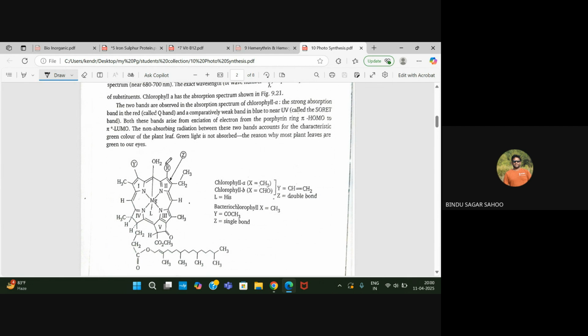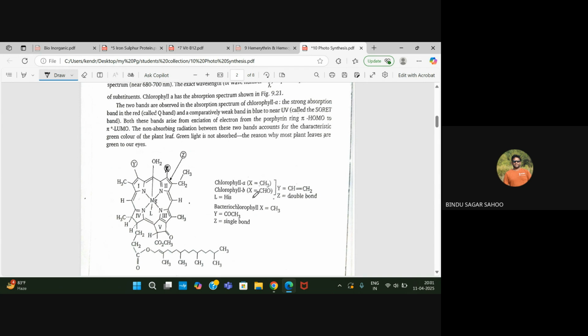If the X group means this one, this is noted as X. If X is CH3, then I can say chlorophyll A. If X is CHO, an aldehyde group, I can say this will be chlorophyll B.